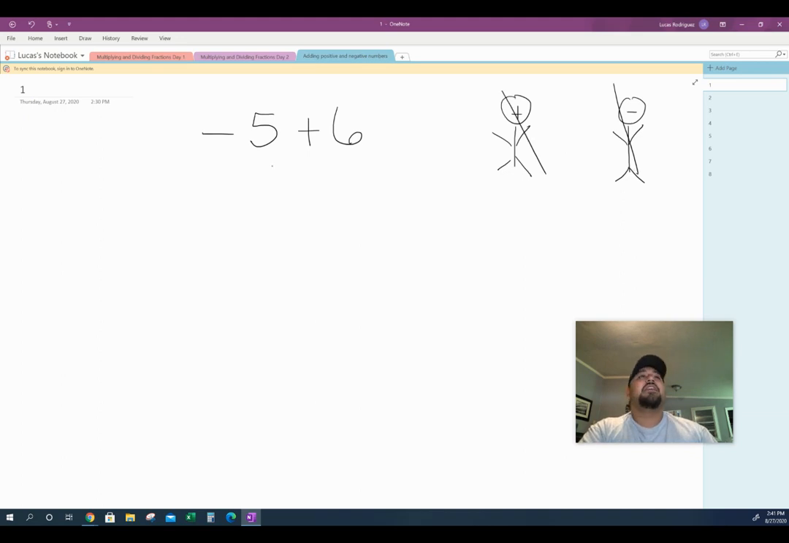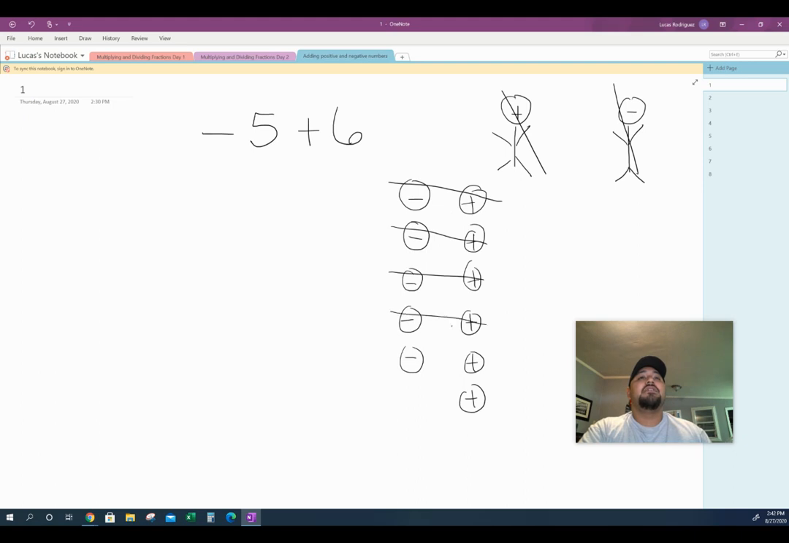So let's look at it here. So I have 5 negative warriors, 3, 4, 5, and then I have 6 positive warriors. And we're going to put these guys together, and what's going to happen is they're going to zero each other out. So these two are going to kill each other, these two are going to kill each other, these two are going to kill each other, these two are going to kill each other, these two are going to kill each other, then I'm left with one positive. So the answer is positive 1.